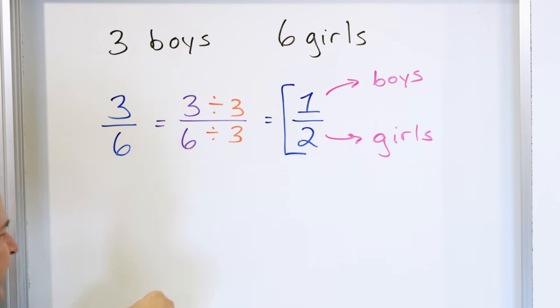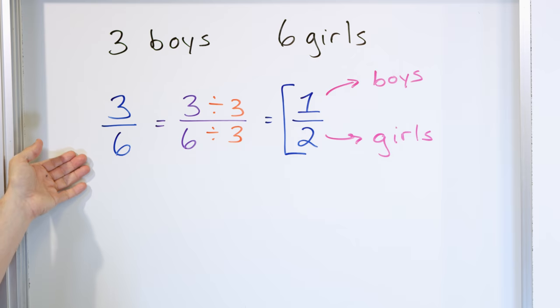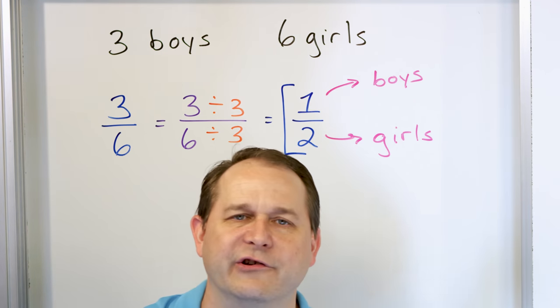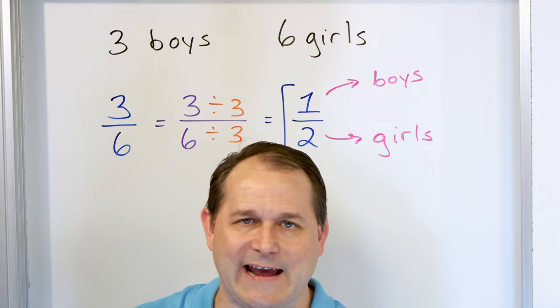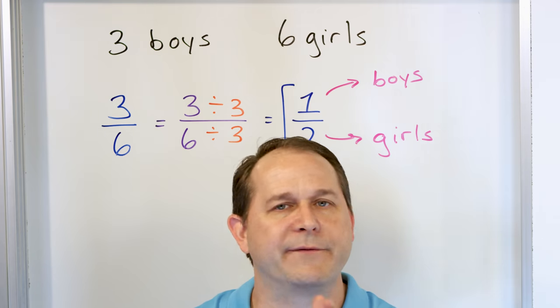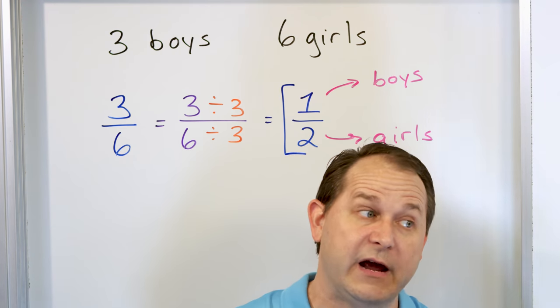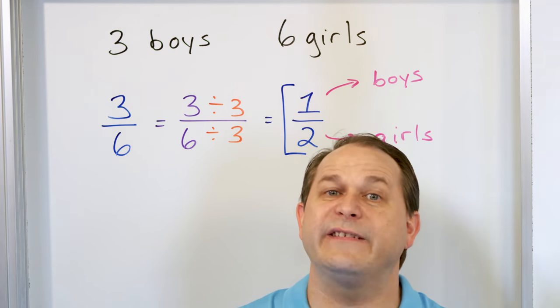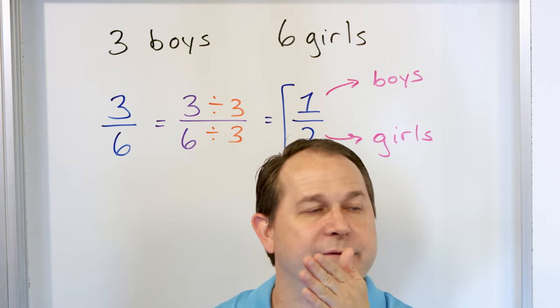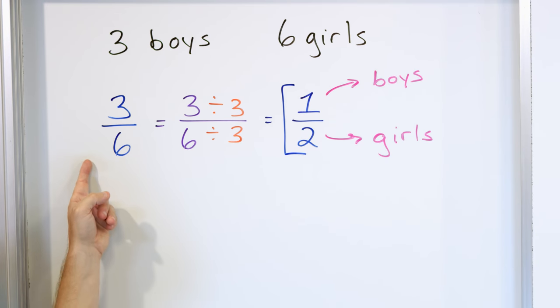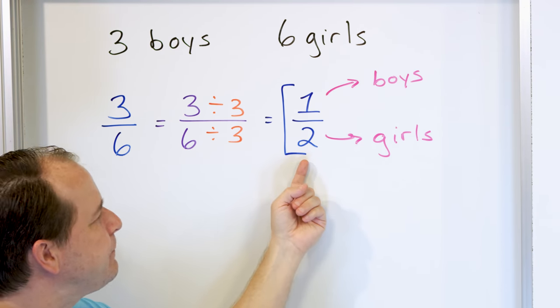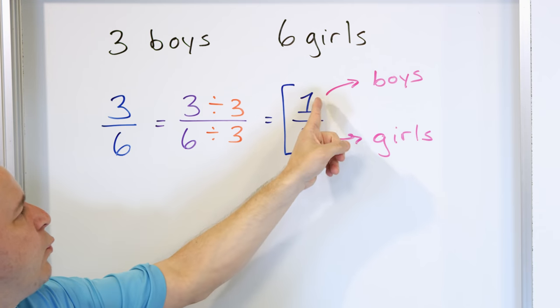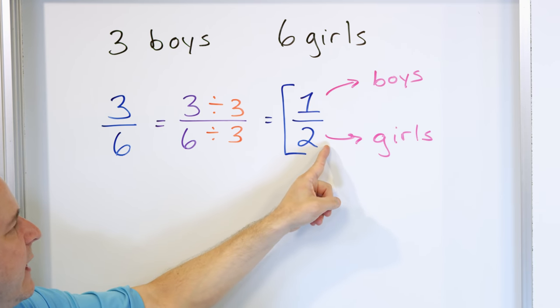And you might say, well, this is kind of dumb because I write the fraction down and I get a new fraction. Isn't this just fractions? Well, yes, it is, but we're applying it to something else. What we are saying is that if we have a room of three boys compared to, and looked at in comparison to six girls, we have a ratio of three compared to six. But that ratio can be simplified to a simpler ratio, right? Which is one boy compared to two girls.